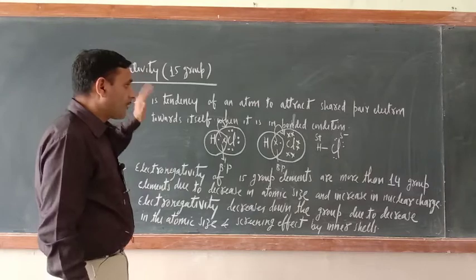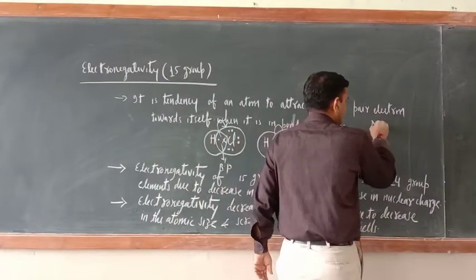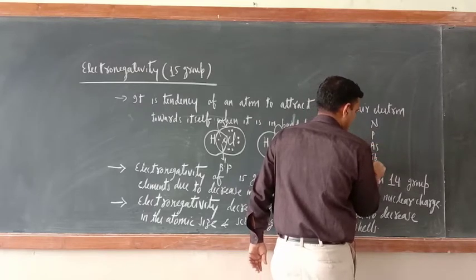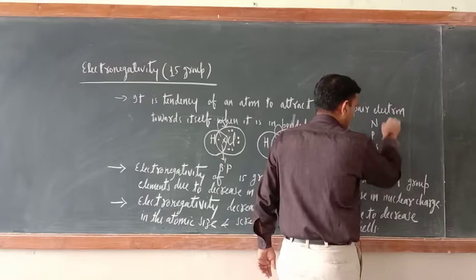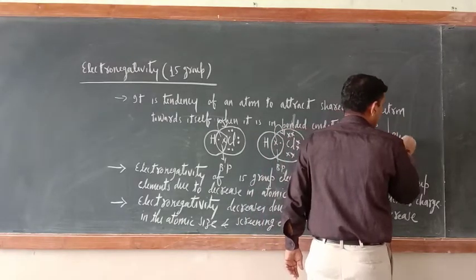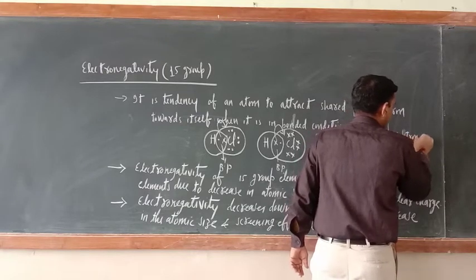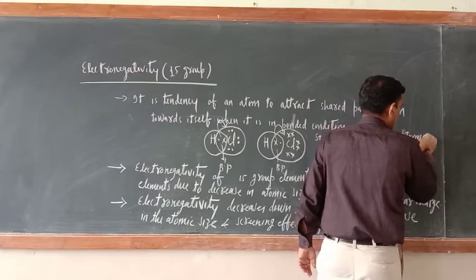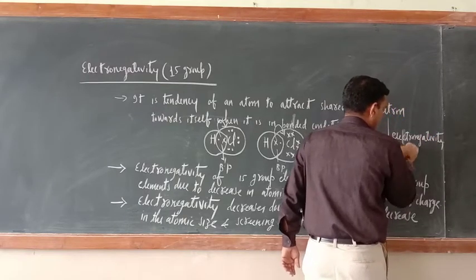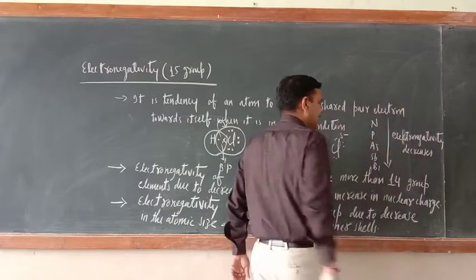Now what about in the group? Just try to understand. Down the group, these are the members: nitrogen, phosphorus, arsenic, antimony and bismuth. Down the group, electronegativity decreases.